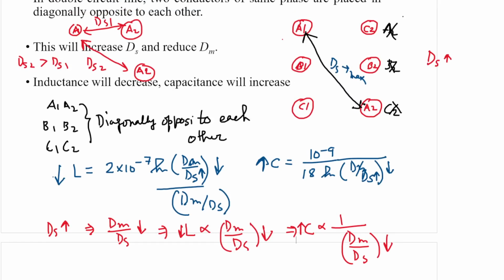So to achieve a low value of inductance and a high value of capacitance, we always place the same phase conductors diagonally opposite to each other. This is very important. You should remember. So we should place the same phase conductors of two different circuits diagonally opposite to each other to have a low value of inductance and a high value of capacitance.